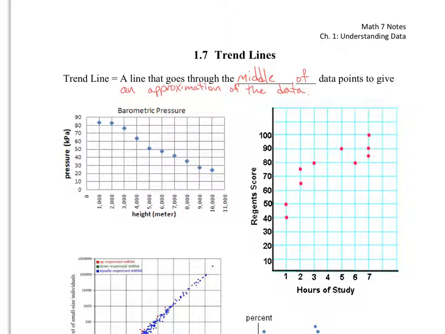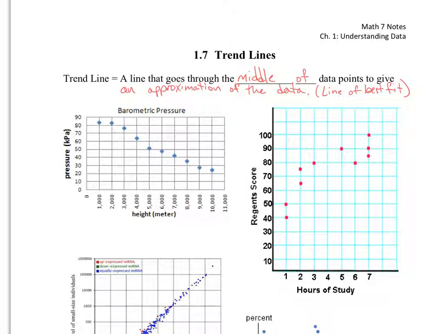Sometimes you will hear that called the line of best fit. I spelled best wrong. Of best fit. The line that best fits your data.